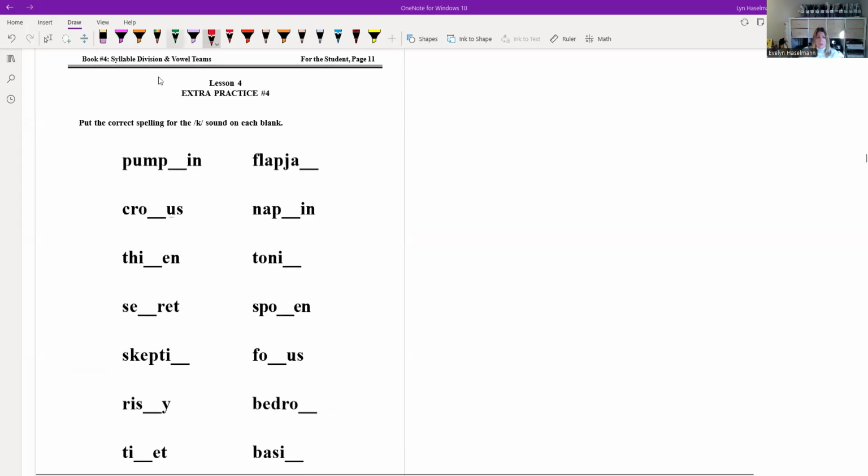All right, let's move on to put the correct spelling for K on each blank line. So I'm going to walk through this with you so that you have the answers for your student. So the word is pumpkin. We start with the C. Nope, there's a watch out vowel right here. We can't use it. So then we go to a CK. Can we use it? No, we can't because the vowel is way back here, so it's a K.